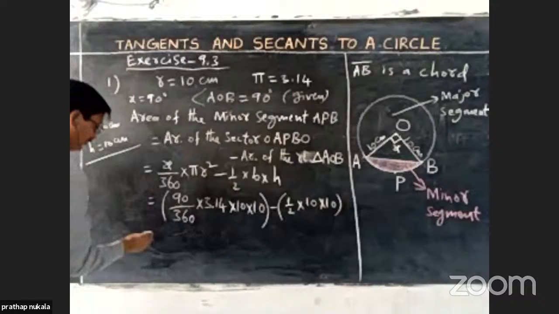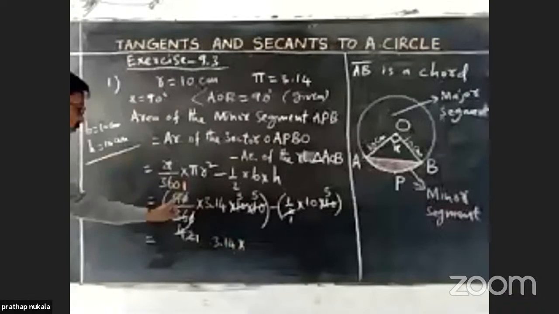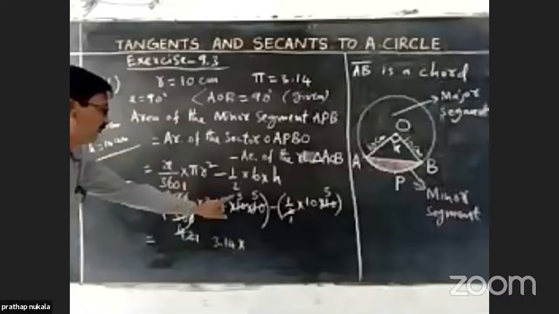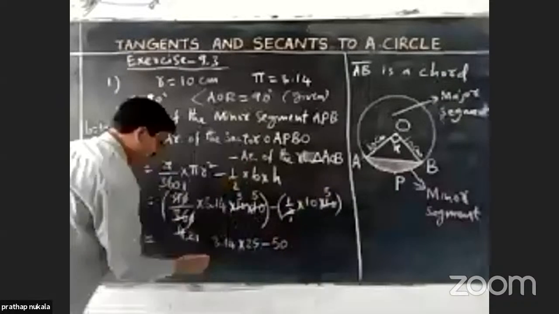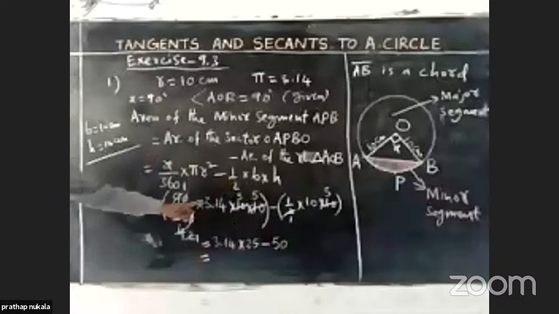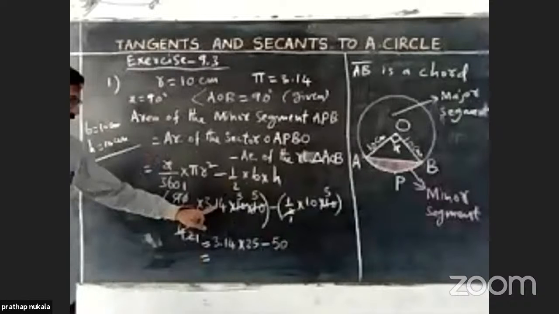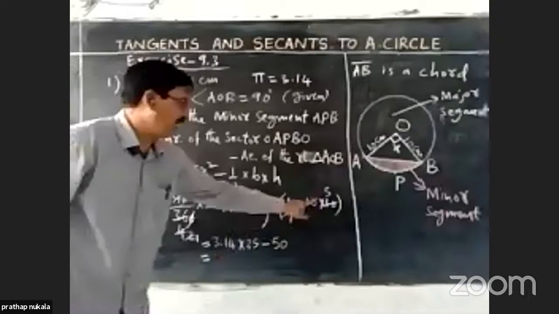Now what is the value? 3.14 into 5 into 5, 25, minus 10 into 5, 50. Here the remaining factors: 3.14 into 5 into 5, 25, minus 10 into 5, 50.